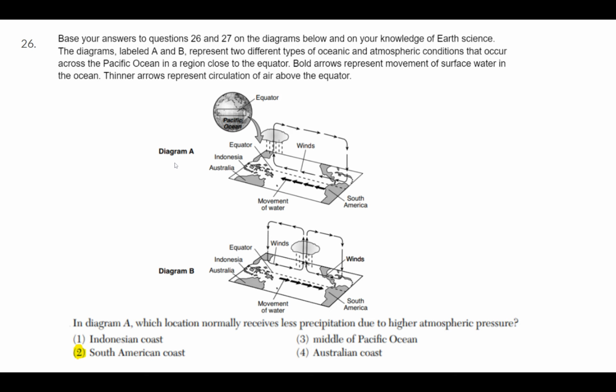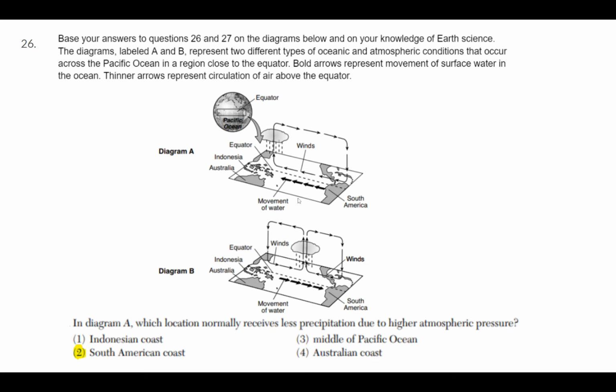26. The diagrams labeled A and B represent two different types of oceanic and atmospheric conditions that occur across the Pacific Ocean in a region close to the equator. Bold arrows represent movement of surface water in the ocean. Thinner arrows represent circulation of air above the equator. In diagram A, which location normally receives less precipitation due to higher atmospheric pressure?